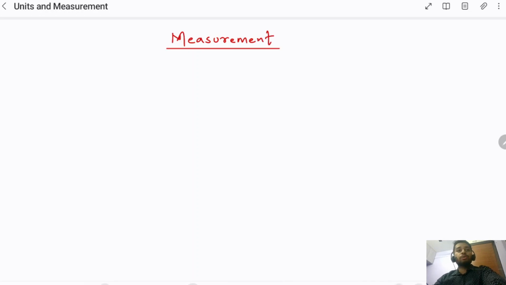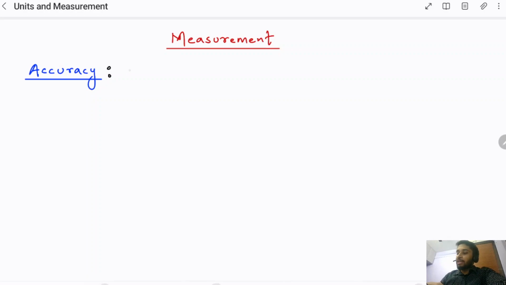So there are two important terms that we need to understand related to measurement. First one is accuracy, and the other one is precision. Many more often than not, students do feel difficulty in differentiating between these two terms. So let us talk about accuracy first.